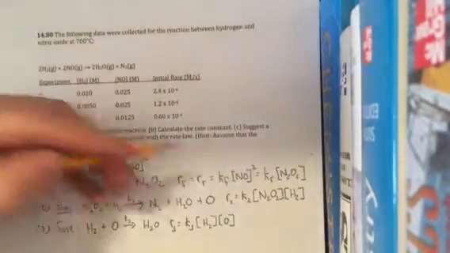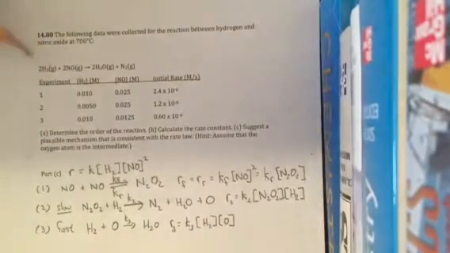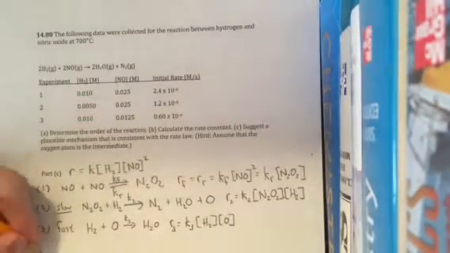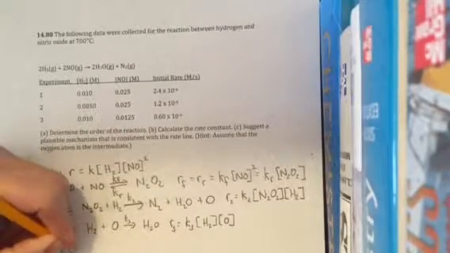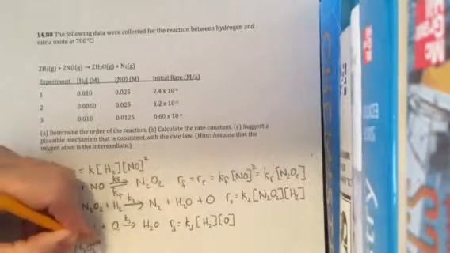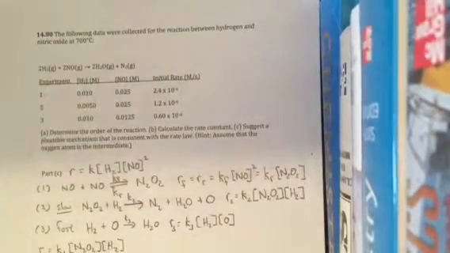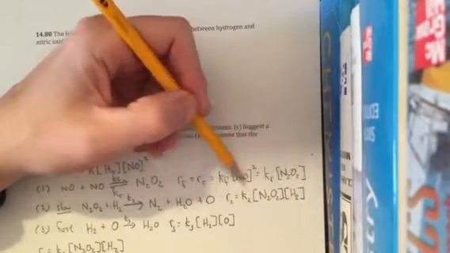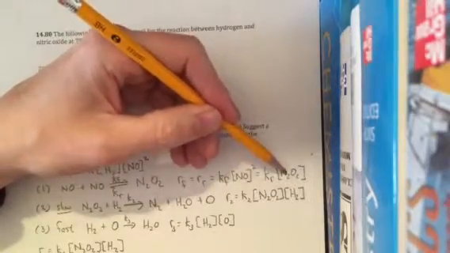So what we're going to do is get rid of that intermediate and write it in terms of reactants. The reactants in this reaction are H2 and NO. So the way we'll do that is I'm going to bring this right back down here: R2 equals K2 times N2O2 times H2. Now, coming back to the first step, N2O2 is right there.